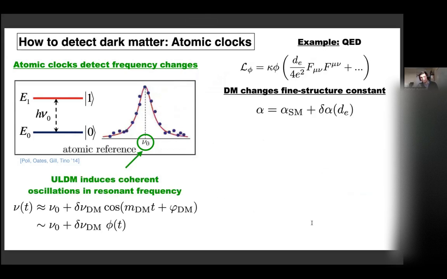So let's come back to the example when I wrote down the Lagrangian for the Donoghue and Damour dilatons. Let's say I show only the coupling to QED. This coupling D_e is going to enter changes of the fine structure constant, which are induced by the fluctuations of this dark matter candidate φ.